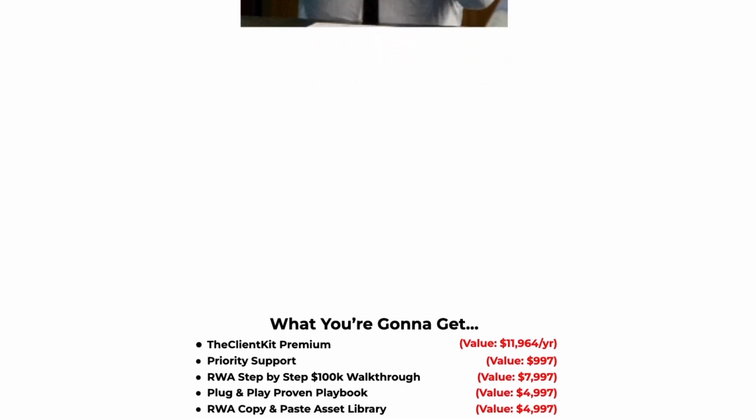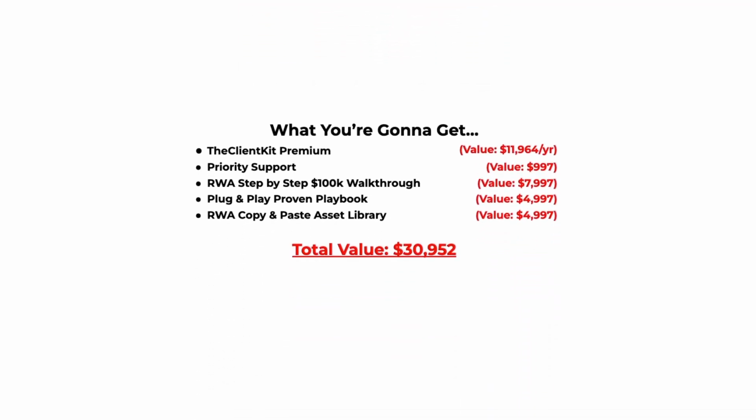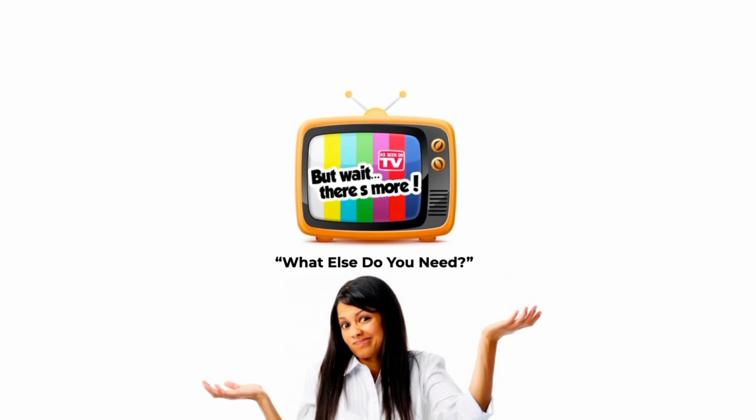So let's see what the stack slide looks like. What you're going to get: the Client Kit Premium, priority support, RWA step-by-step, $100K walkthrough, plug and play, proven playbook, RWA copy and paste asset library, value $4,997, total value $30,952. I told you guys this was going to be so much fun. But wait, there's more. Oh man, how long is it going to go on for?